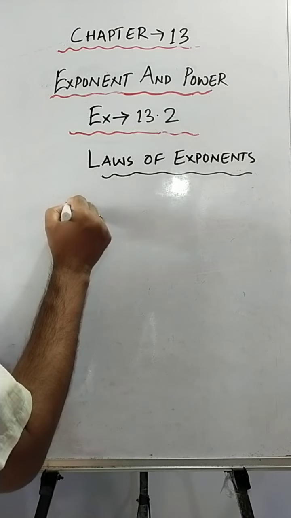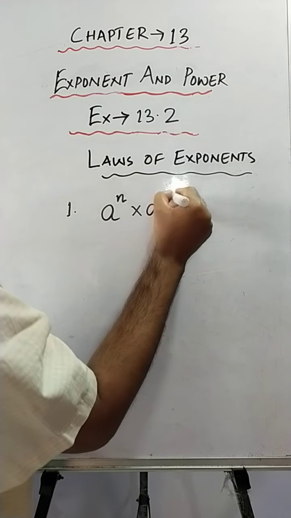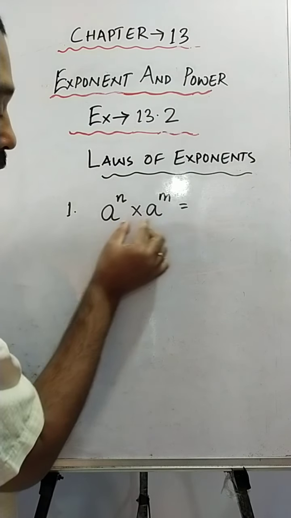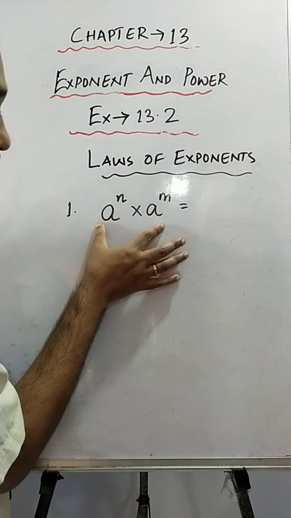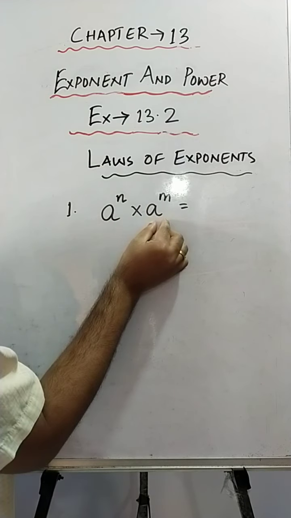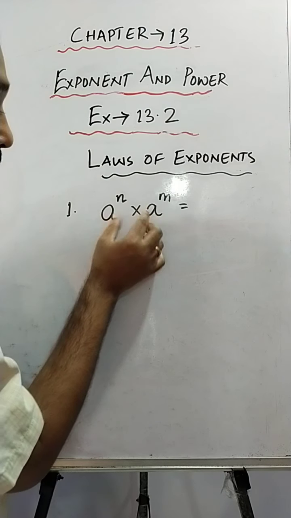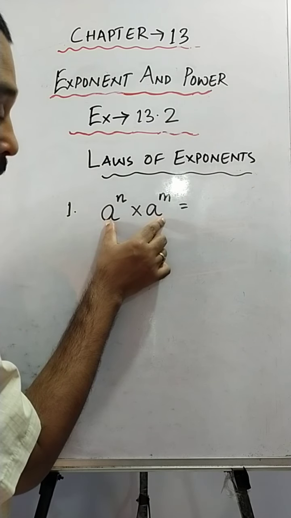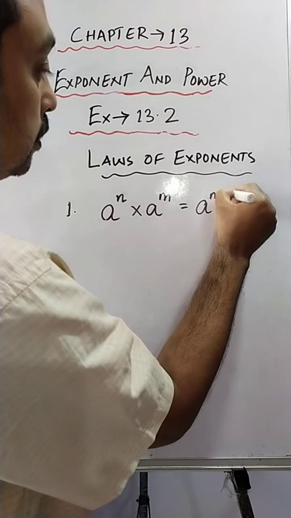So the first law is a to the power n into a to the power m. In this law we have used two exponential forms. In both the exponential forms, the bases are the same but the powers are different. So when you see that the bases are the same and a multiplication sign is between the two exponential forms, what do you have to do with the powers? We have to add the powers. So this is the first law.